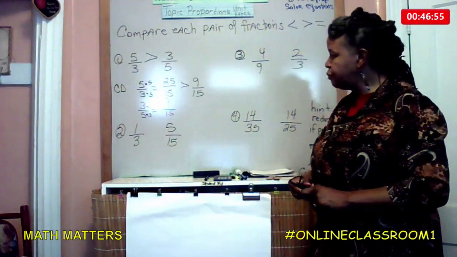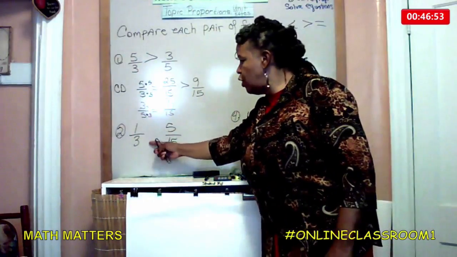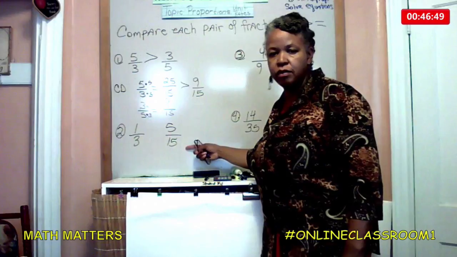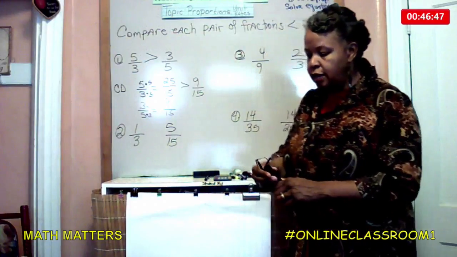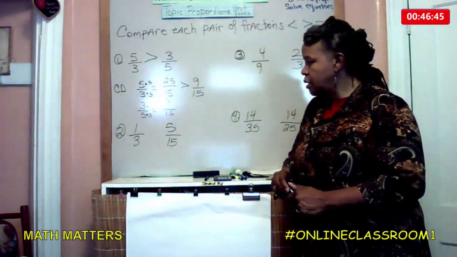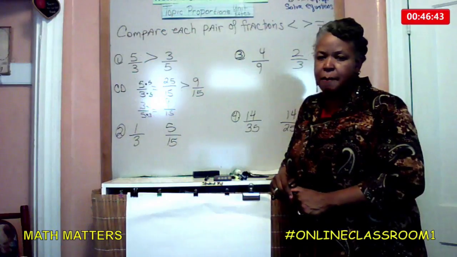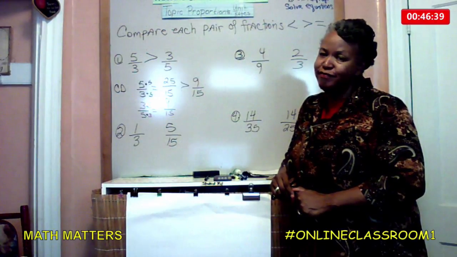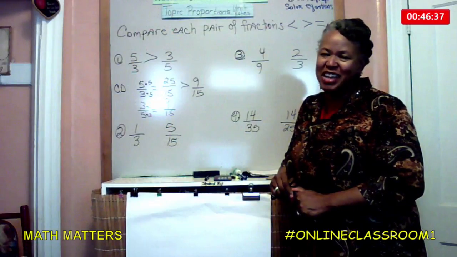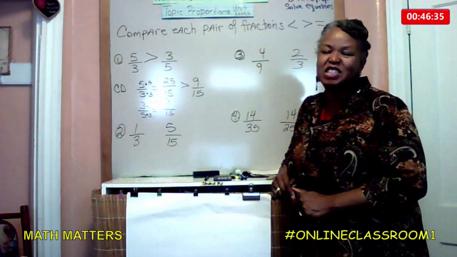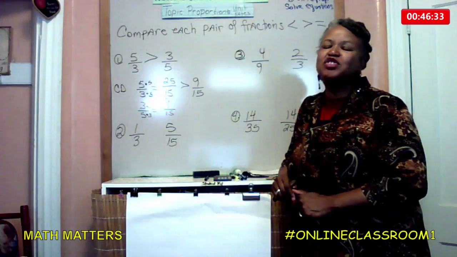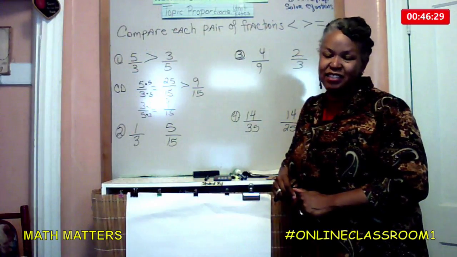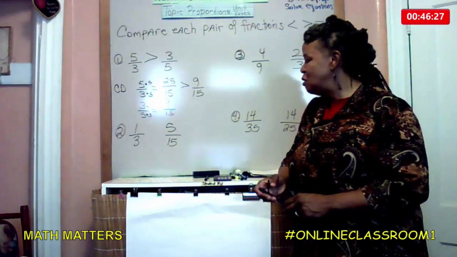Number 2, I'm comparing 1/3 to 5 15ths. In this example, I'm seeing two ways of working this out. It's always at least two ways. That's why I love math, because you can do it differently and get the exact same answer. That's what makes math so much fun.